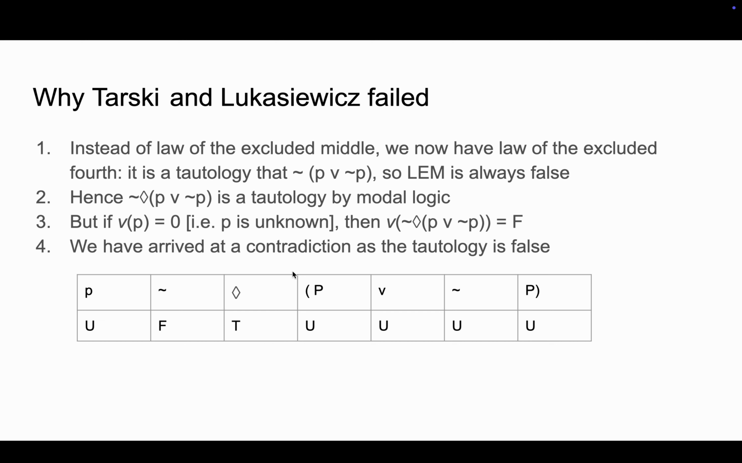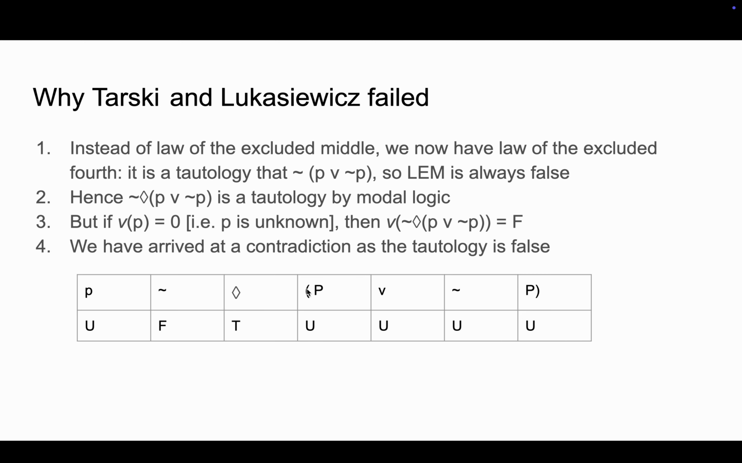But then let's consider the case where P is unknown. On the truth table, if P is unknown, we negate an unknown, we get an unknown. And when we do a disjunction between unknown and unknown, we get an unknown also. When we perform a possibility operator on an unknown, we get a truth. And when we negate a truth, we get a falsehood. Therefore, if P is unknown, then the tautology will be false.